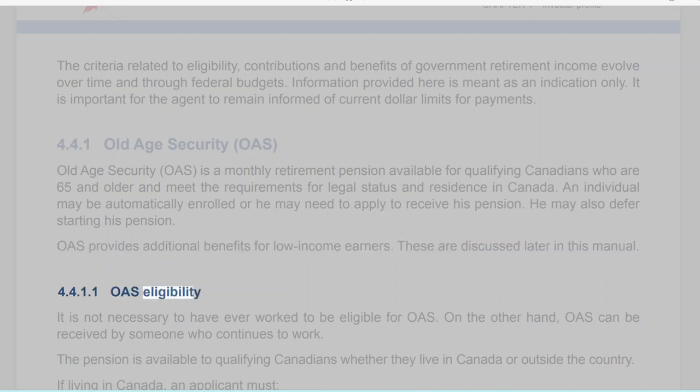4.4.1.1 OAS eligibility. It is not necessary to have ever worked to be eligible for OAS. On the other hand, OAS can be received by someone who continues to work. The pension is available to qualifying Canadians whether they live in Canada or outside the country.